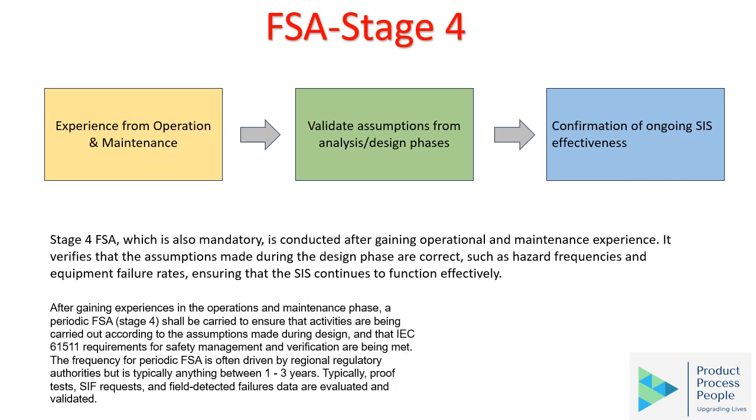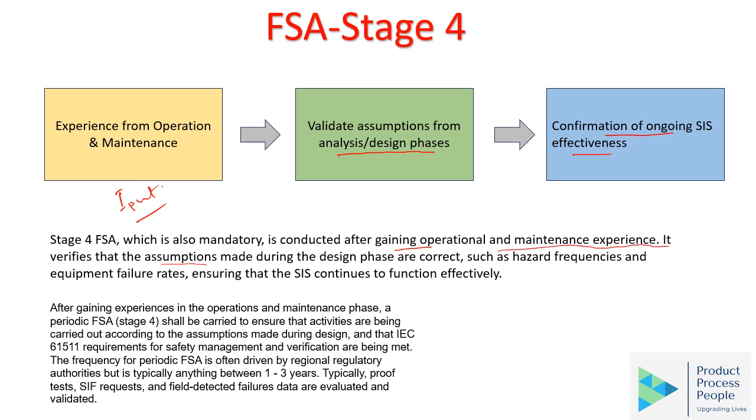Now stage 4. The input of stage 4 is obviously the input from the operation and maintenance team. And in this stage, the assumptions from the analysis and design phase are validated, and confirmation of ongoing SIS effectiveness is given. Stage 4, which is also kind of mandatory, is carried out after gaining operational and maintenance experience.